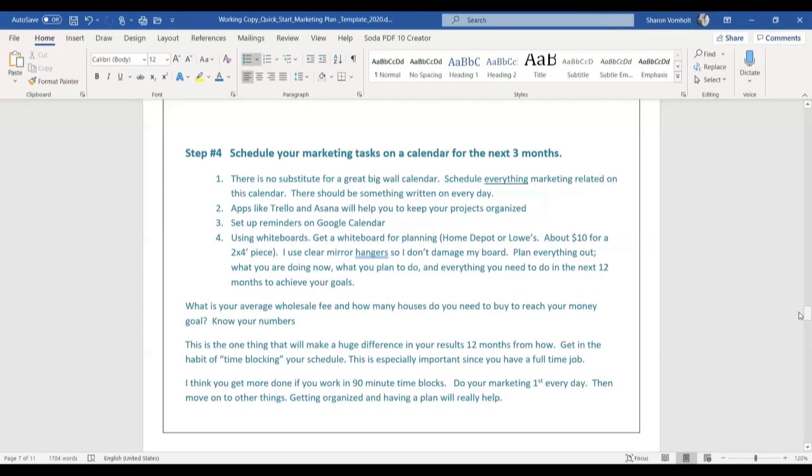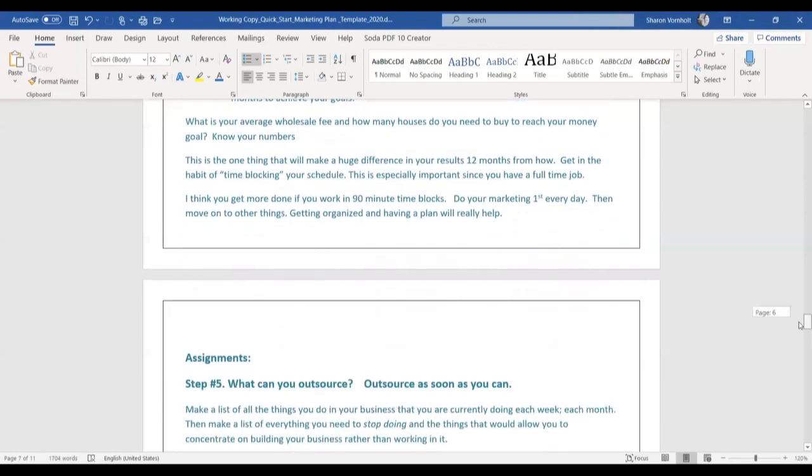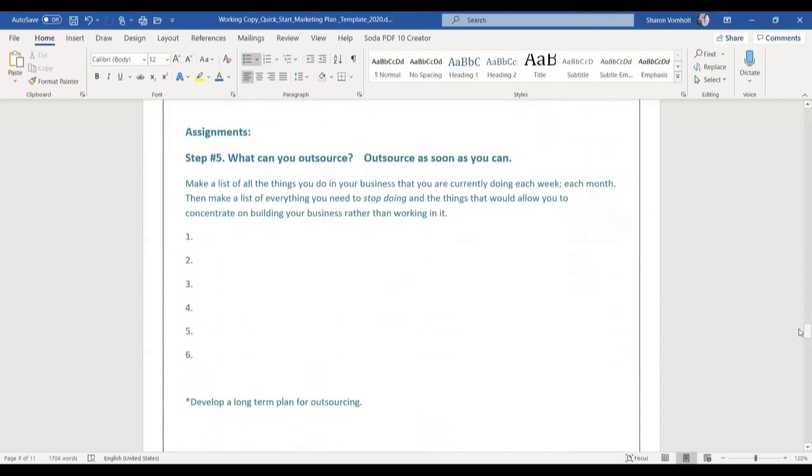If you will put your marketing plan into writing, put everything on a calendar, you will see a huge difference in your year, in 12 months, in the dollars and the amount of deals you do. And if you get really good at time blocking dedicated time in your schedule for your marketing to work on your marketing plan, that will make a huge difference in your business in 1 year also. So get organized and get a plan together. This is really the thing that will make or break your business, is having a marketing plan.